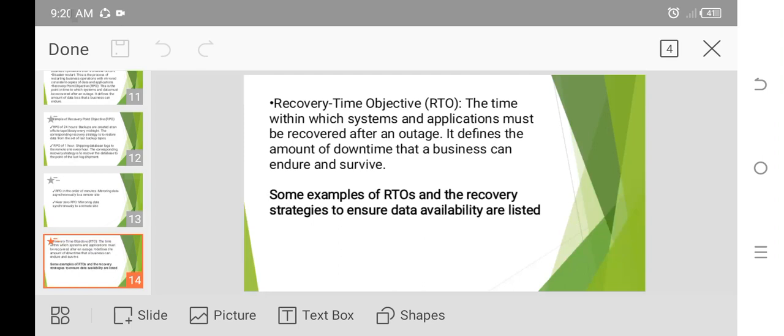So, business continuity planning life cycle has its five stages, namely establishing objectives, analyzing, designing and developing, implementing, training, testing, assessing, and maintaining. So first is establishing objectives.